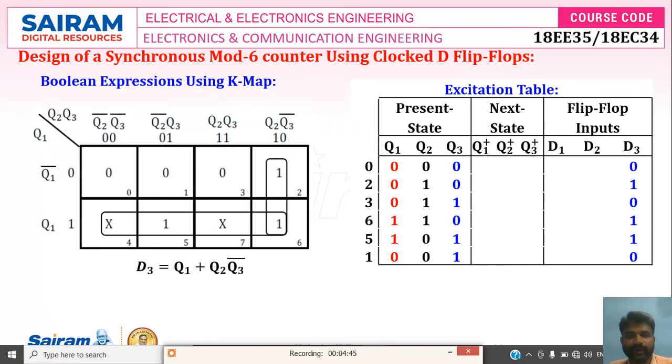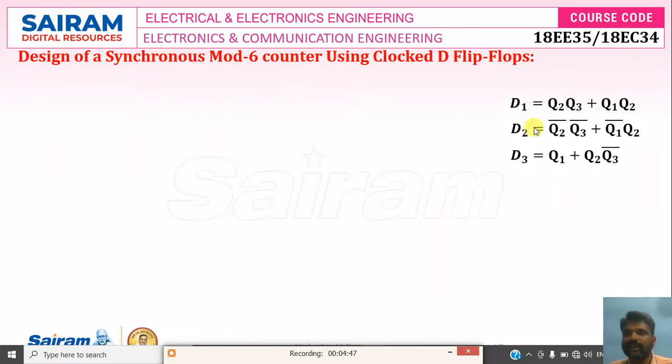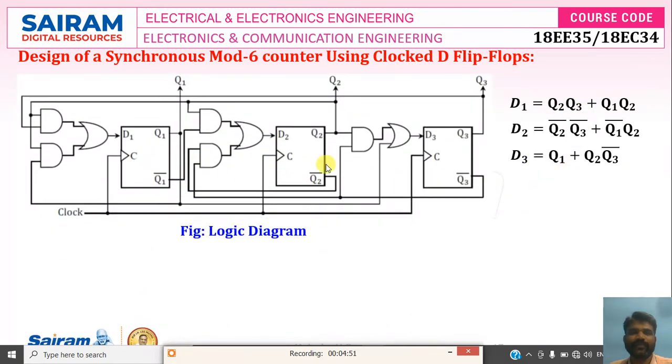Okay, so for these expressions, we write the circuit diagram. That is called the logic diagram. See, to implement the D1 expression, we need two AND gates and one OR gate. So D1 is the output of the OR gate. The input to the OR gate is the output of the two AND gates.